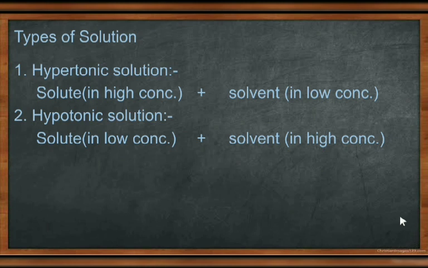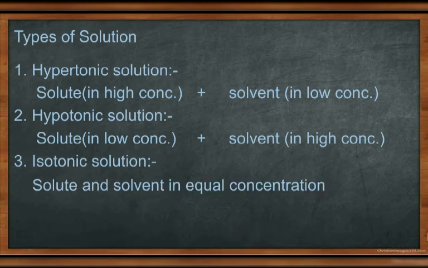Now iso means equal. Iso means what? Equal. So the level of solute, that is the concentration of solute and solvent, both are equal. The solute and solvent are in equal concentration. Okay, one example through all that I will give you.